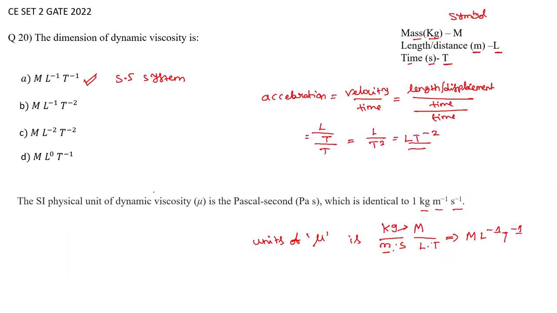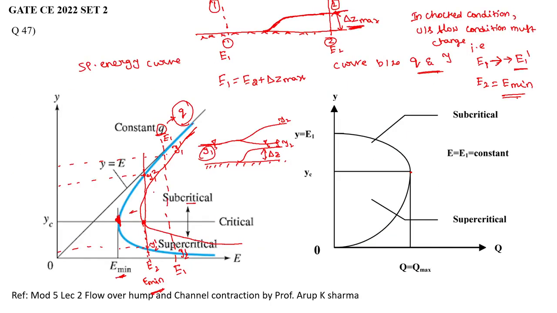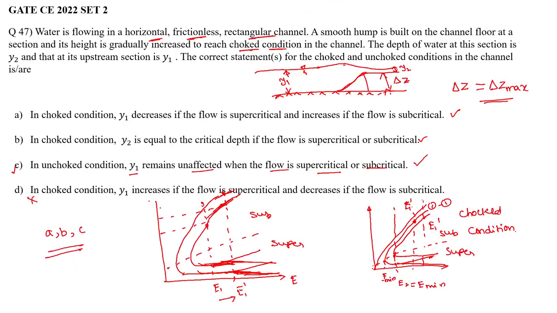This is very simple if you know this particular diagram, the specific energy curve. When you increase the hump beyond a certain height, more than Z max, the curve will shift to the right. Just plot the curve and you can interpret all the results. Similar questions you can expect in IES a lot, whereas in GATE they are very few, once in 3 or 4 years. But in IES this is a confirmed question, for at least 1 or 2 marks. You must remember the use of the specific energy curve.